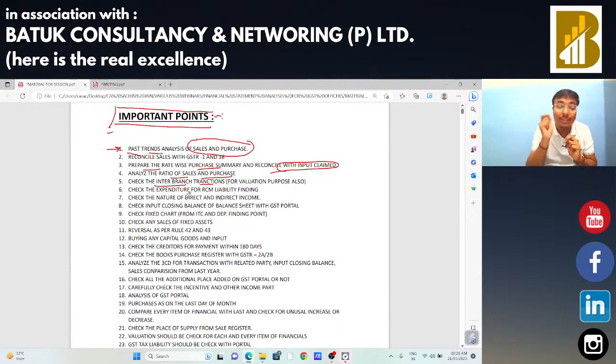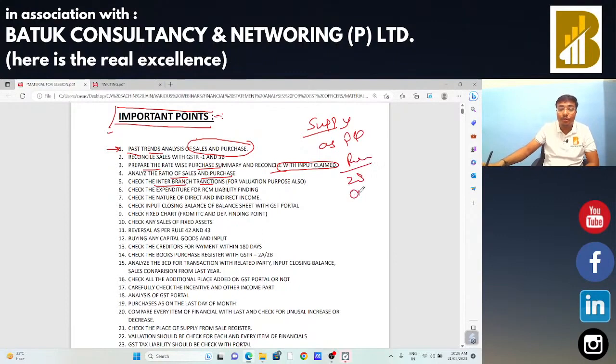So we need to be very careful in cases of branch transfer or stock transfer. If there is a transfer from one branch to another branch, or from the head office to the branch office, we need to check that the supply is valued as per the valuation rule, Rule 28 of the CGST Rules, in case of related persons and distinct persons.